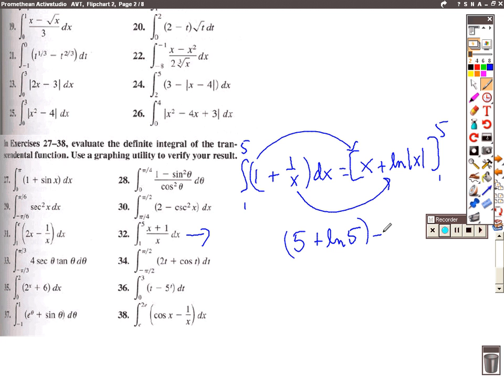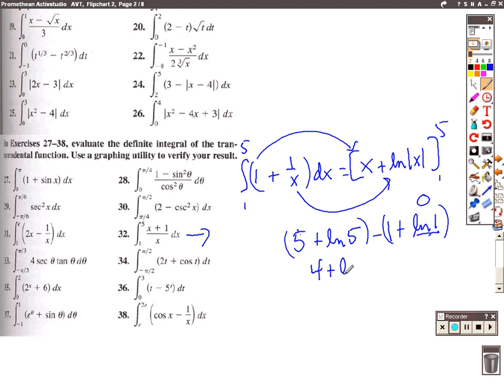minus 1 plus the ln of 1. Now the reason I'm not putting absolute values around those numbers is because the absolute value of 5 is 5 and the absolute value of 1 is 1. So now I have 5, oh by the way, ln of 1, e to what power is 1? That's just a 0. So 5 minus 1 is 4 plus ln of 5.